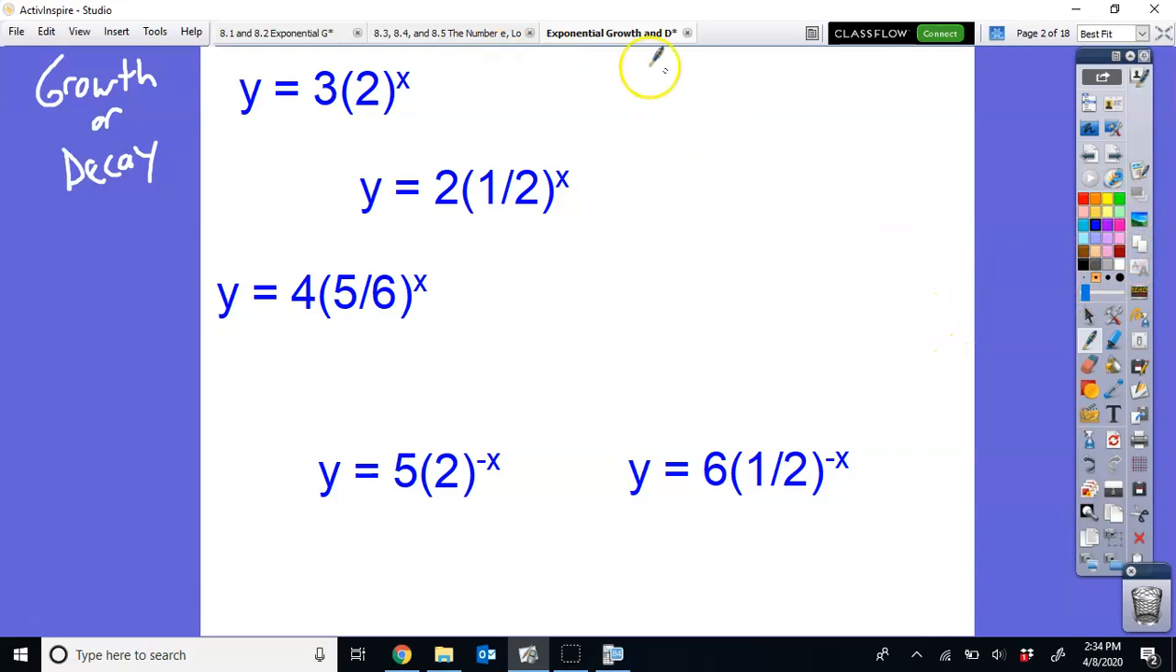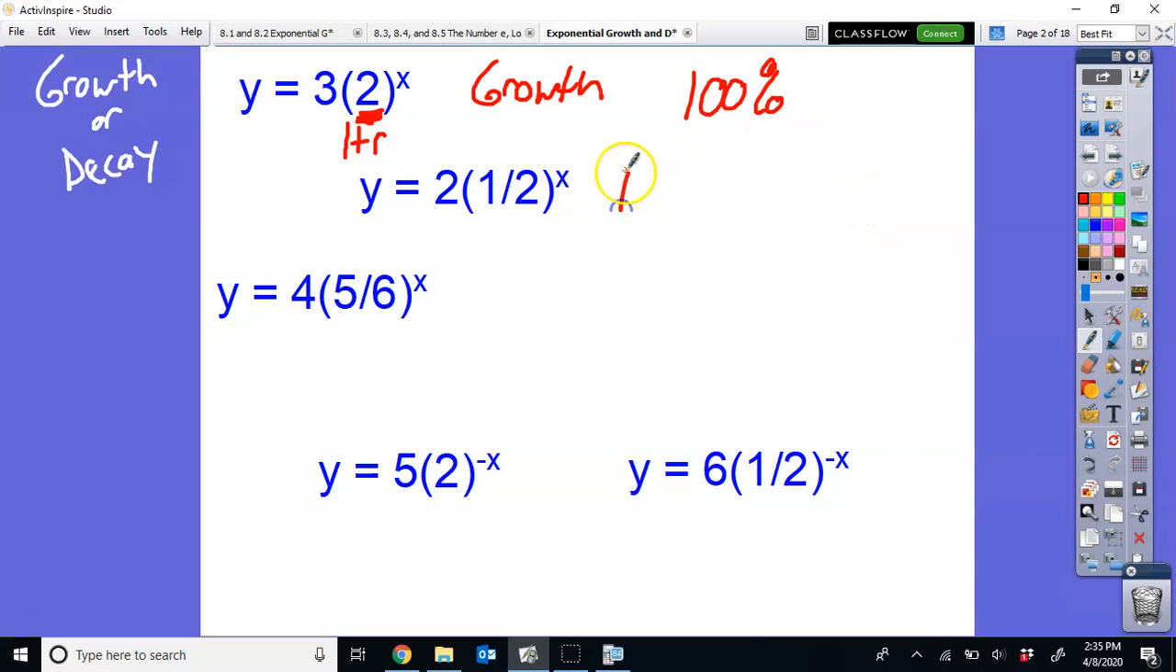All right, so hopefully you tried it. Hopefully you looked at these. This is going to be growth. The reason I know that primarily is because this inside the parentheses is bigger than 1. It's 1 plus the rate. And to get 2 right here, the r would have to be 1, which is 100% growth.